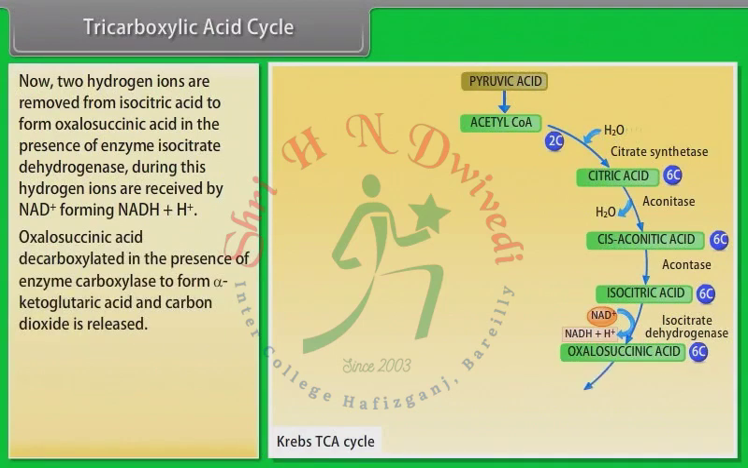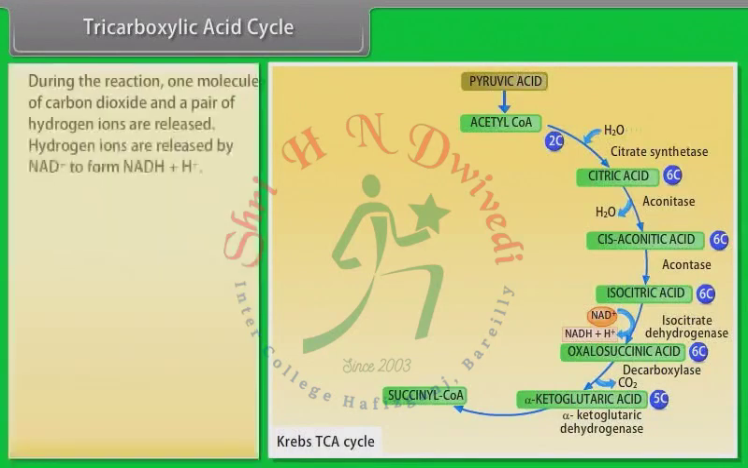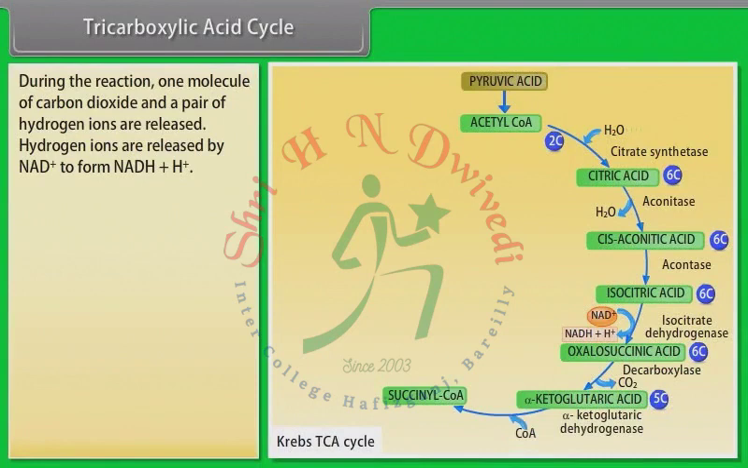Oxalosuccinic acid is decarboxylated in the presence of enzyme carboxylase to form alpha-ketoglutaric acid, and carbon dioxide is released. Alpha-ketoglutaric acid reacts with coenzyme A to form succinyl coenzyme A in the presence of alpha-ketoglutaric dehydrogenase enzyme. During the reaction, one molecule of carbon dioxide and a pair of hydrogen ions are released. Hydrogen ions are received by NAD+ to form NADH plus H+.